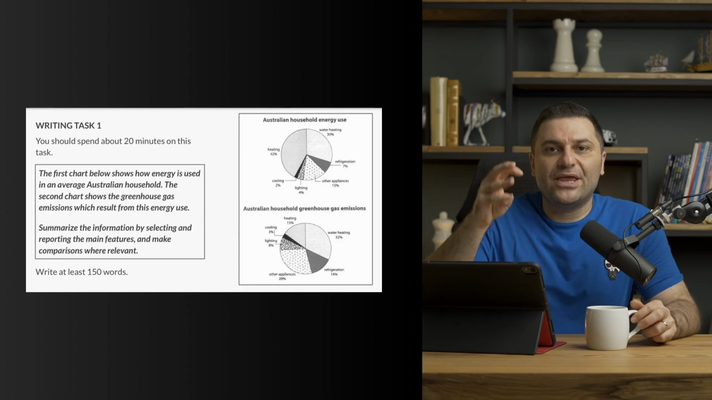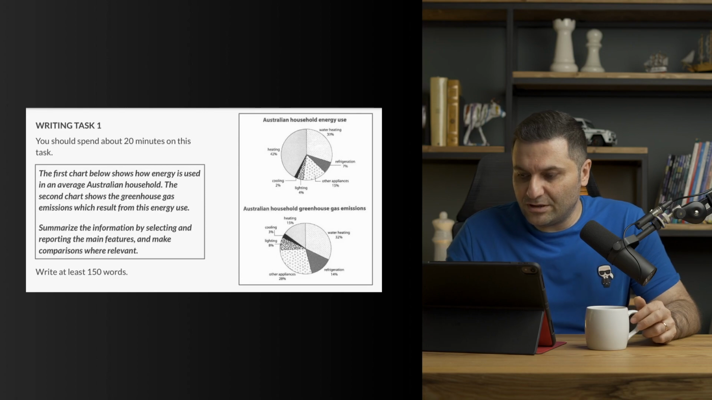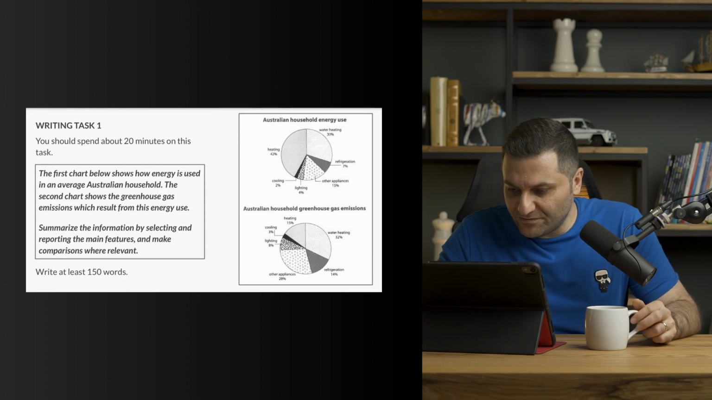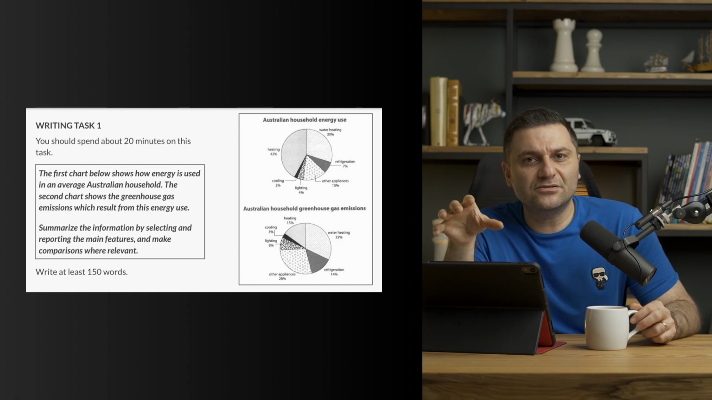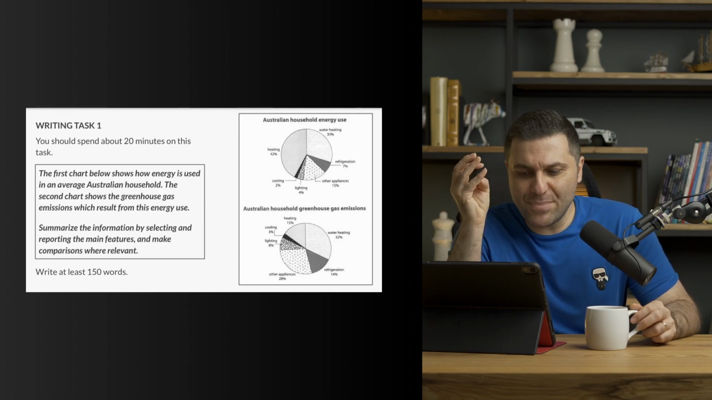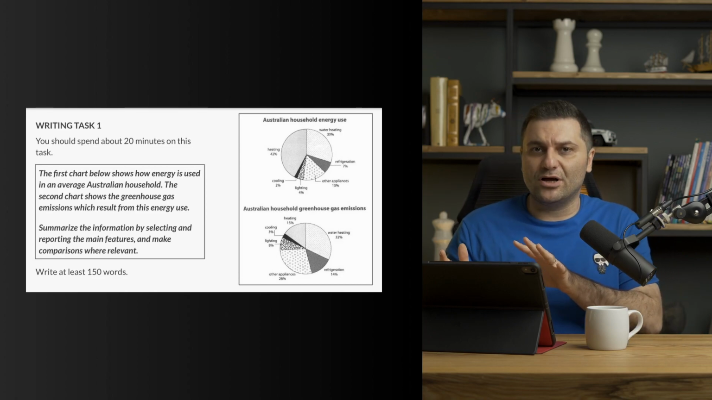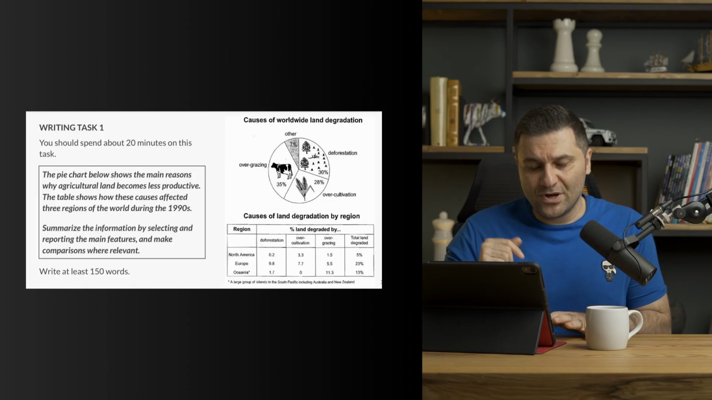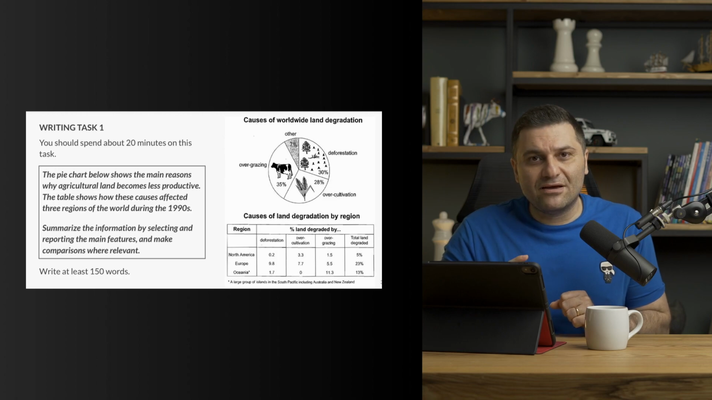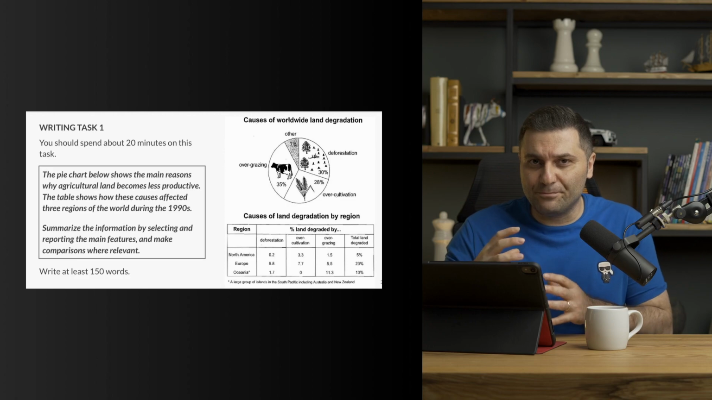Then we have, for example, heating, water heating, cooling, lighting, and different things. And then in comparative graphs, we have mixed charts. It can be a mixture of bar chart and pie chart. It can be a mixture of pie chart and table, right? So as you see right now, we have a mixture of pie chart and table. And you should compare these 2 charts, right?